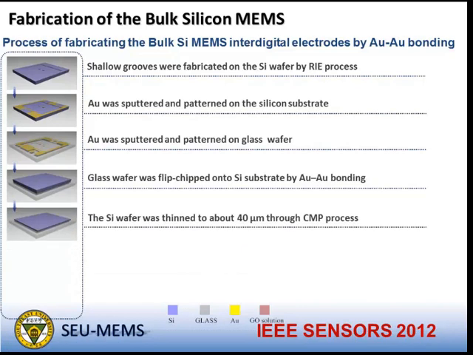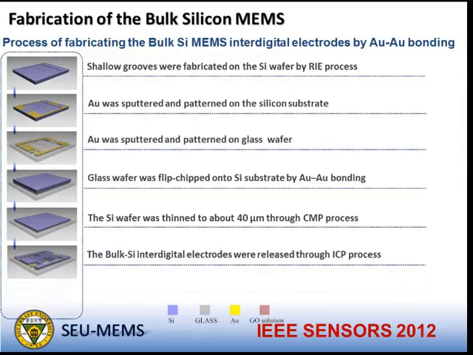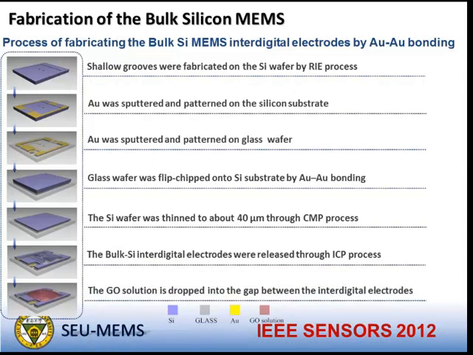The wafer was thinned to about 40 micrometers through the chemical-mechanical planarization process, and the interdigital electrodes were released through the ICP process, which is the deep reactive ion etching process. At last, the graphene oxide is dropped into the gap between the interdigital electrodes.